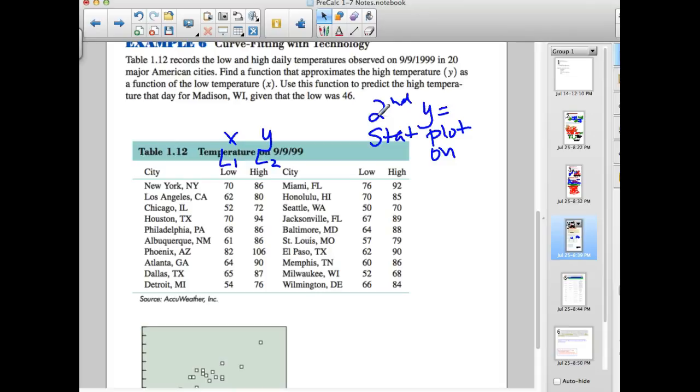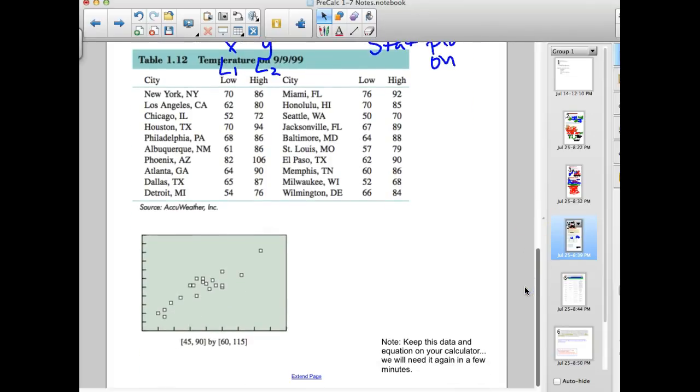Go ahead and graph a scatter plot. We're going to use this window that they've suggested here: 45 to 90 for x's and 60 to 115 for y's. But keep in mind that you won't always be told what window to use. You can go to your table of values and ask, what is the lowest low and what's the highest low value? In other words, for x's, what's the smallest and largest I need to get to? And then do the same thing with your y values. So take a minute and go ahead and set your window and graph it.